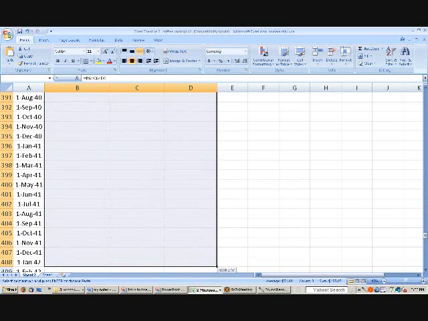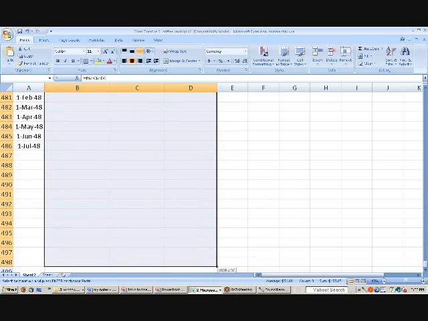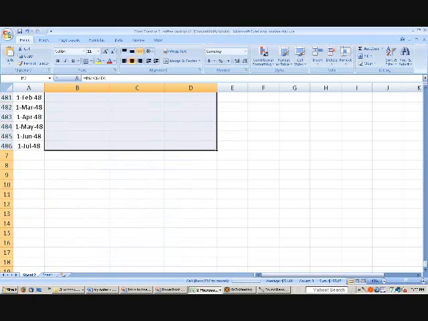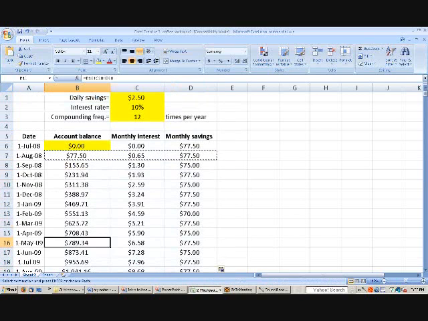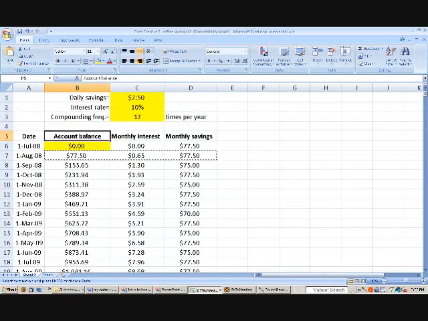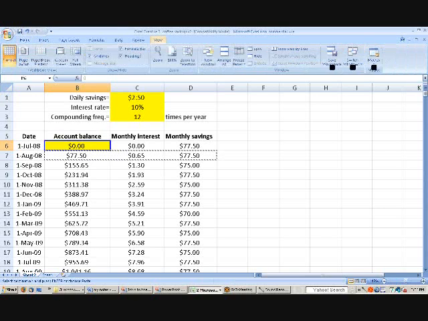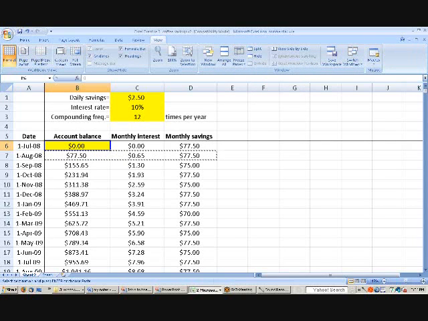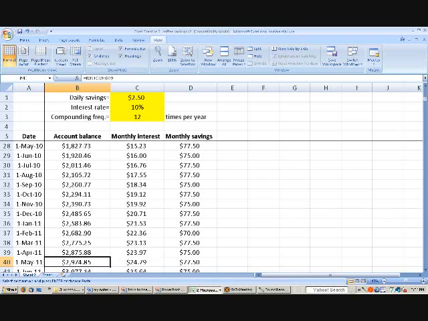all the way for 40 years to July 1st, 2048. Let's scroll down and see. Actually, I'll freeze the cells up here so we can still see what our column headings are. The way to do that is you go to Window, Freeze Panes, and now when I scroll down, you can still see the column headings.